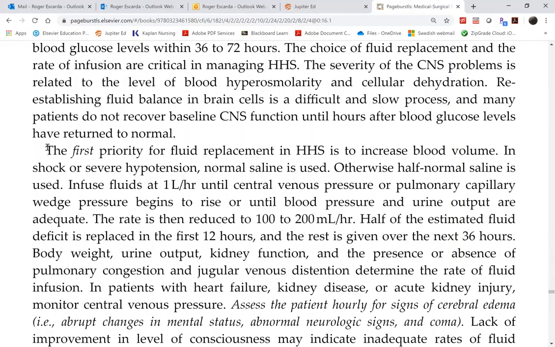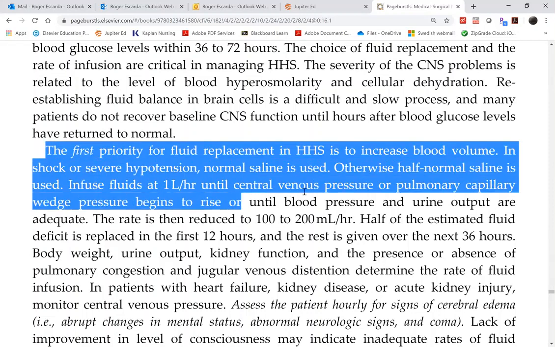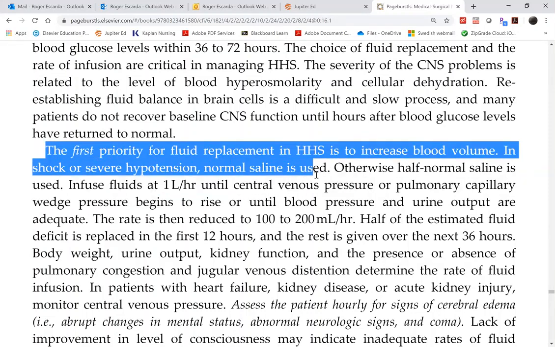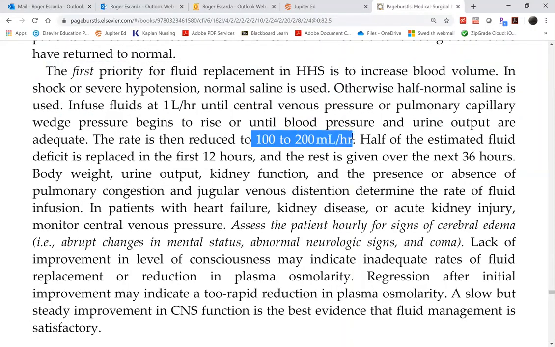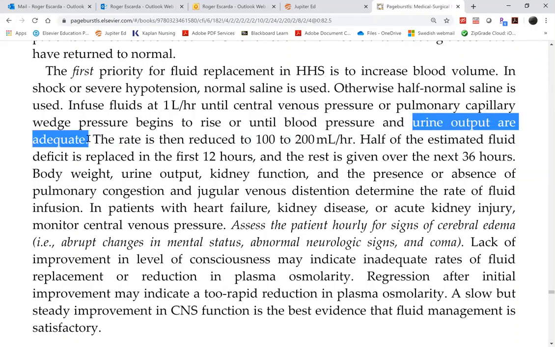So same thing, look at the pattern. We still start with normal saline, still at a high rate. And then we reduce it to 100 to 200 ml per hour during the second hour, or especially if your urine output is now at least 30 mLs per hour or 0.5 mLs per kilogram per hour.